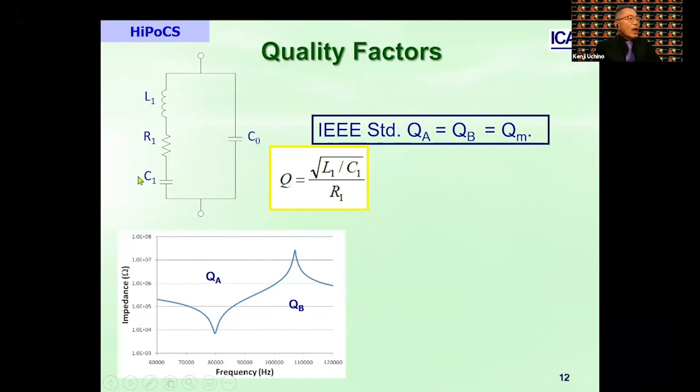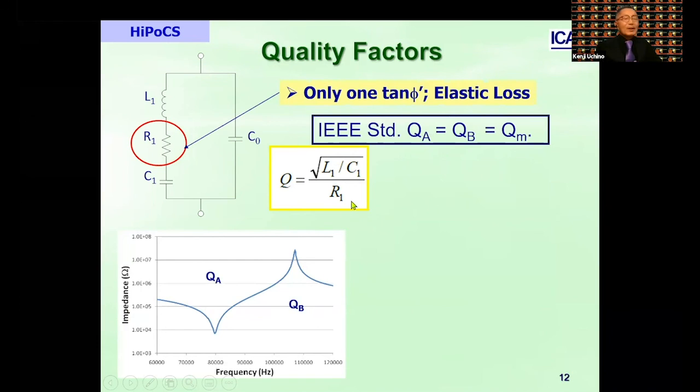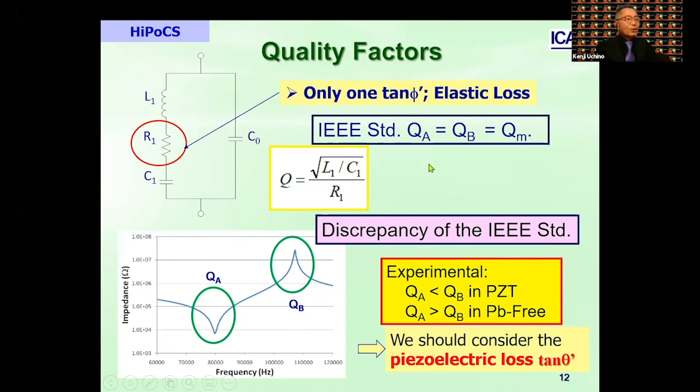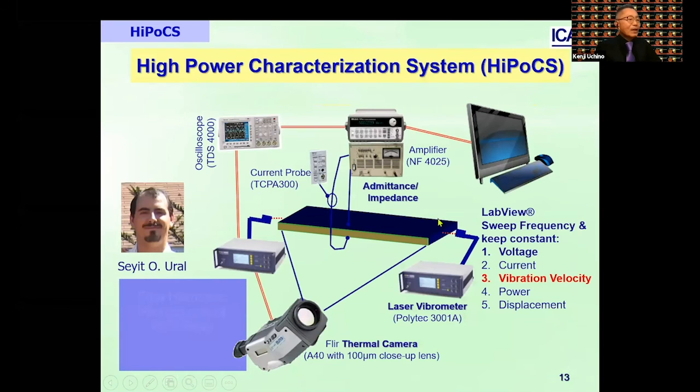As I already told you, this is the most familiar IEEE standard equivalent circuit. In this case, R1 itself, that means the elastic loss, is installed. QA is equal to QB. So this creates a big discrepancy from the practical experiment. In PZT, usually QB is much larger. To the contrary, interestingly, in lead-free materials, QA is sharper than QB, okay? That happens. Therefore, as I already mentioned, the QA, QB difference comes from the piezoelectric loss, okay?